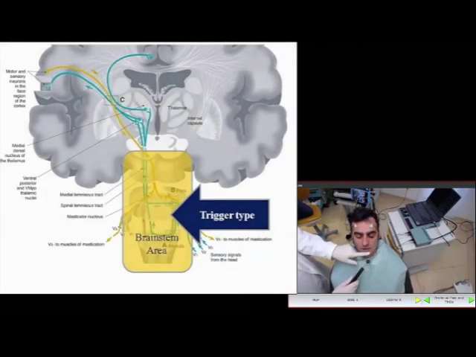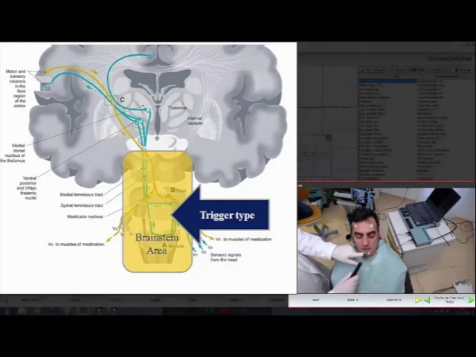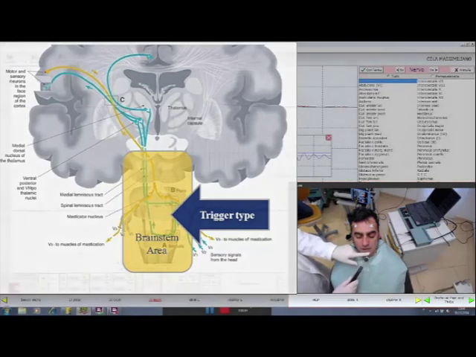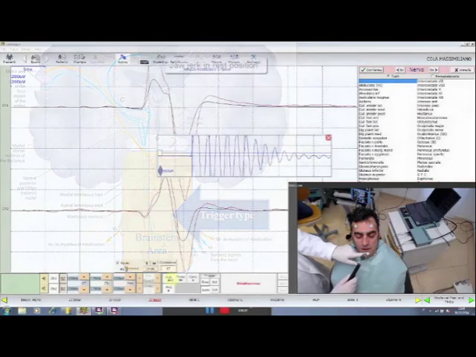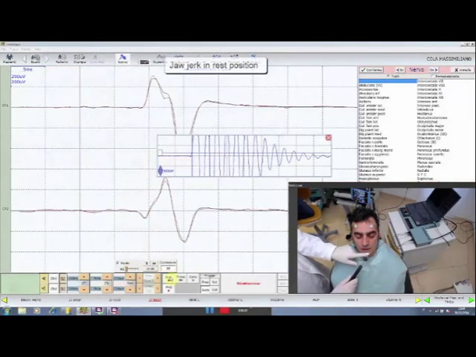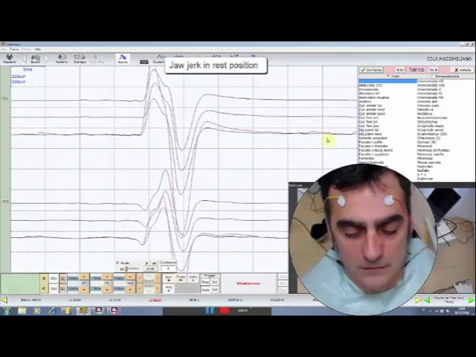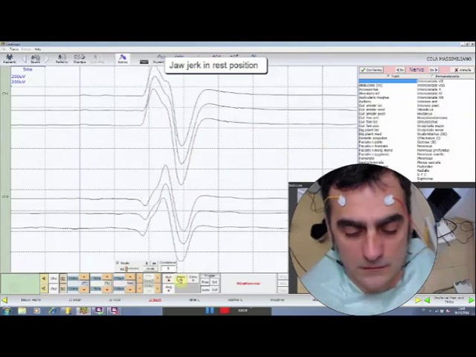The following steps regard the analysis of neuromuscular responses of the brainstem area. The first reflex, the simplest one, is the jaw jerk. It is evoked through a tap on the chin with a neurologically triggered hammer that generates the start of EMG trace acquisition.